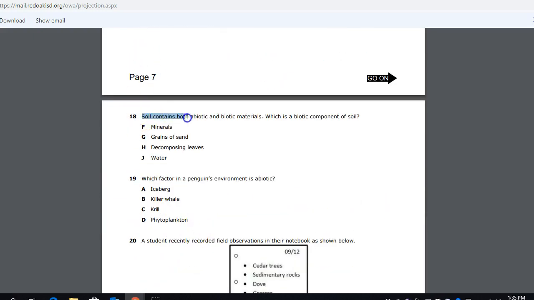18. Soil contains both abiotic and biotic materials. Which is a biotic component of soil? Is it F, minerals? Is it G, grains of sand? Is it H, decomposing leaves? Is it J, water?